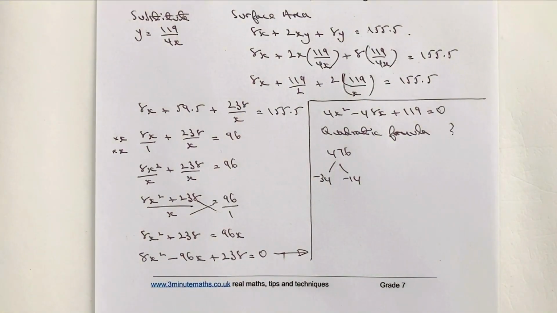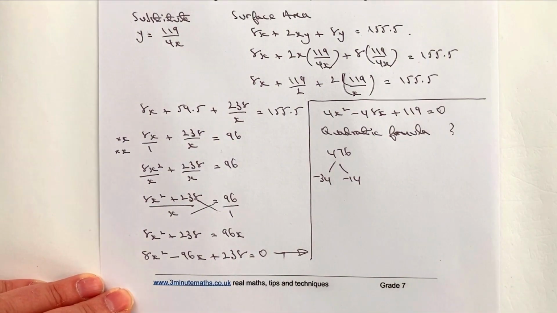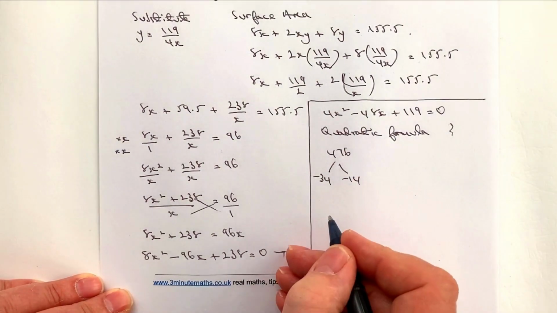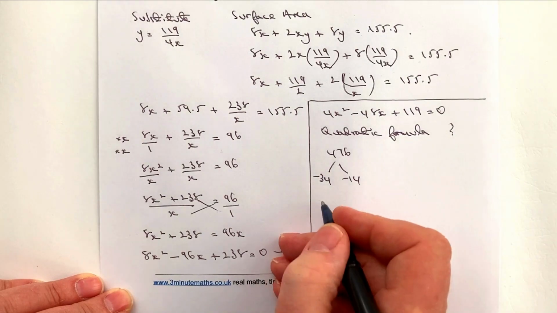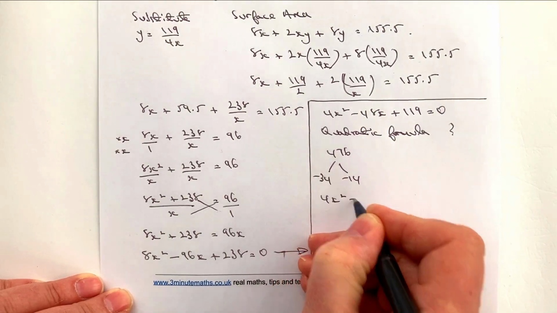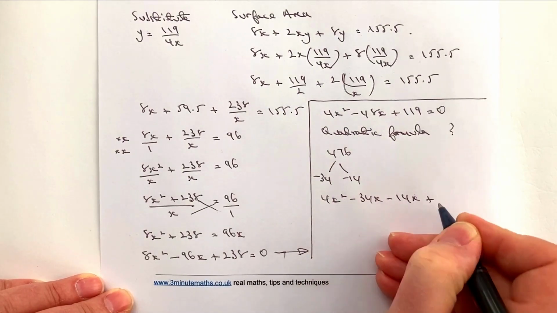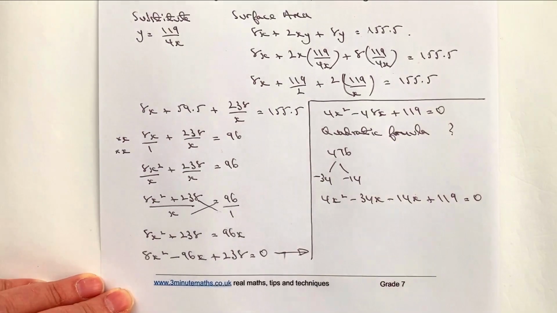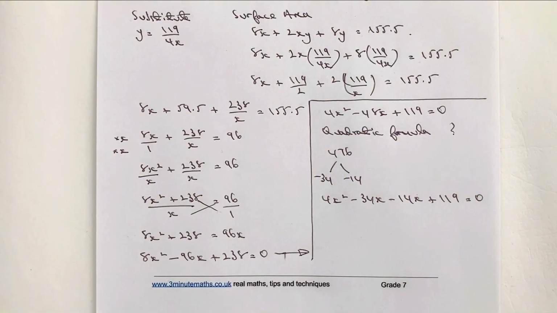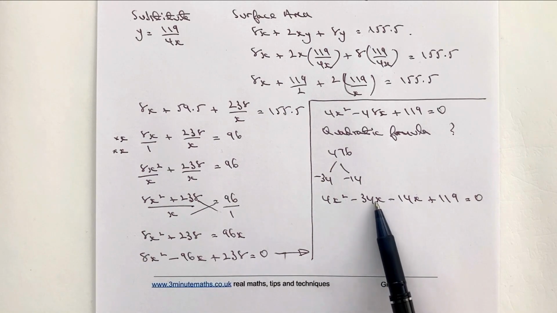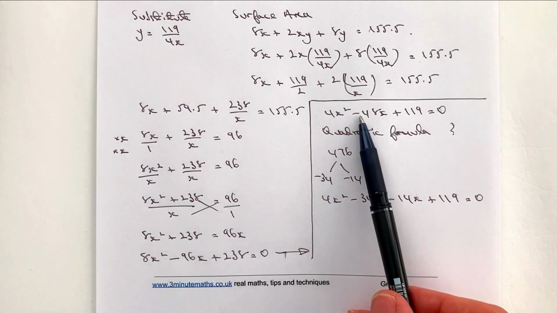Now, that took a little bit of time on a calculator. At that point, you might decide that the quadratic formula is going to be easier for you, and that's perfectly fine to do. But what this allows me to do is to rewrite this quadratic in a different way. So I can write it as 4x squared minus 34x minus 14x plus 119 equals 0. I haven't changed anything, because minus 34x minus 14x is minus 48x.